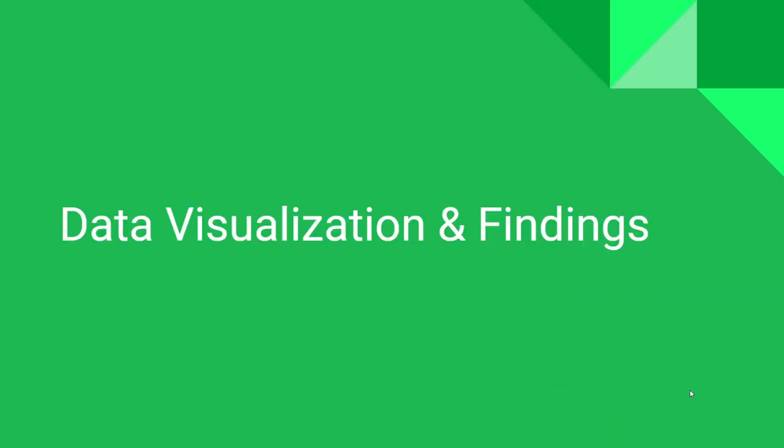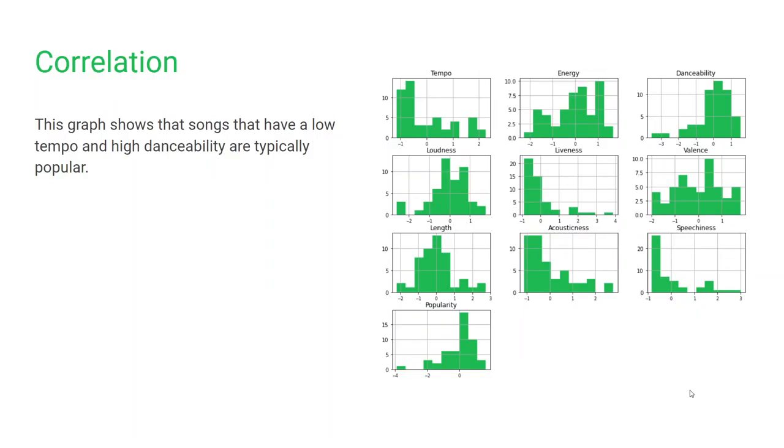Our data visualization and findings. So with our correlations here, this graph shows that songs with a low tempo, right here, and a high danceability are typically popular. So as we go along on these, it gets more popular. But that was one of the main ones that we focused on.